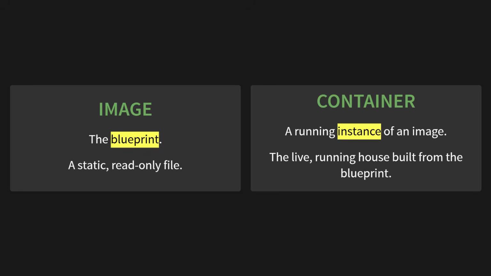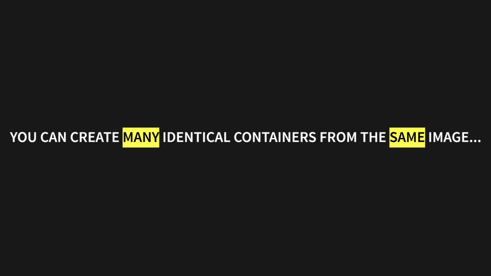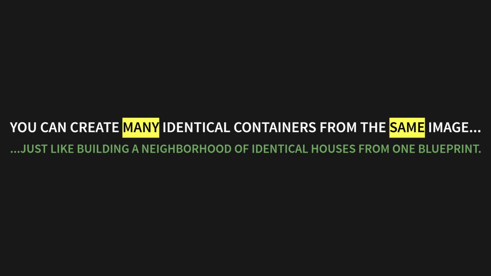This is the most important distinction in all of Docker, so listen closely. An image is the blueprint. It's a static, read-only file. A container, on the other hand, is a running instance of an image. It's the live running house built from the blueprint. And what's really cool is, you can create many identical containers from the same image, just like building a whole neighborhood of identical houses from one single blueprint.